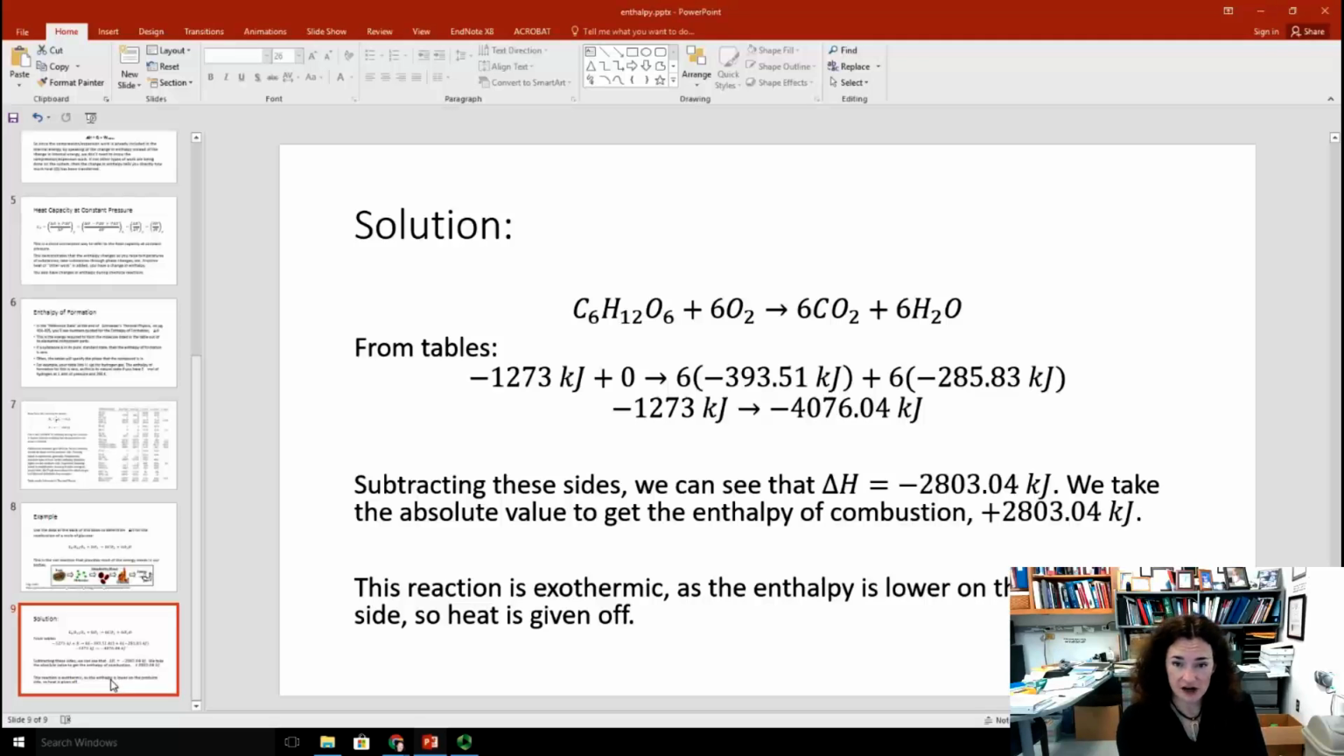Now you can see here that on the right-hand side, the enthalpy is lower than it is on the left-hand side. So this is an exothermic reaction. If you subtract these sides, we can see that delta H is negative 2,803.04. Okay? If you want to figure out what the enthalpy of combustion would be, then you have to take the absolute value of that number, and it's plus 2,803 kilojoules.